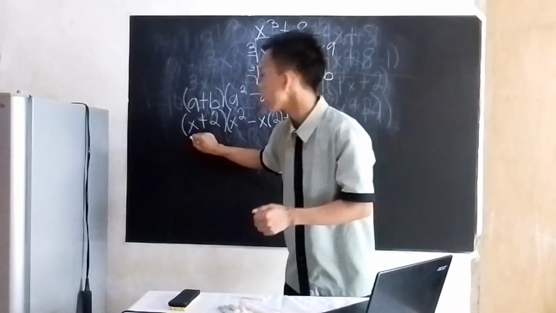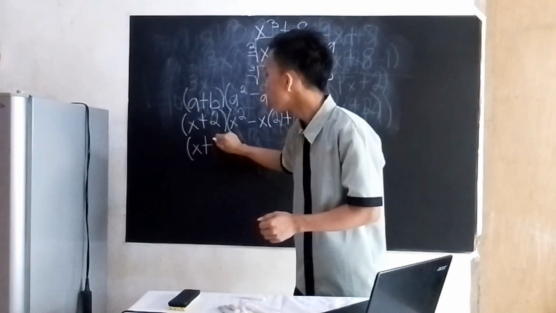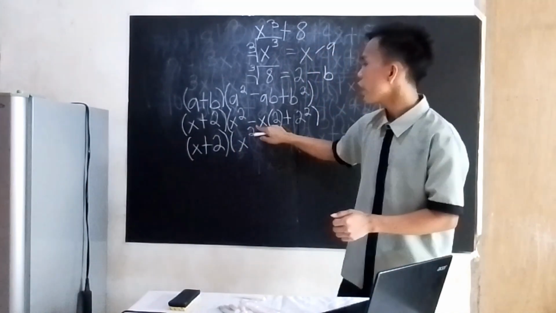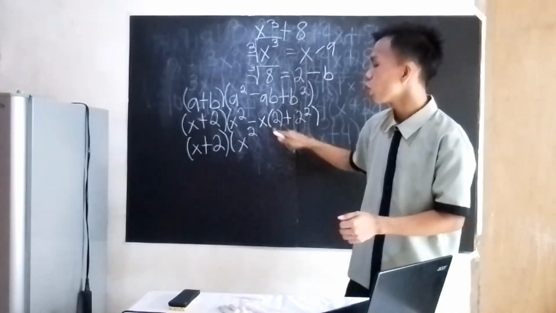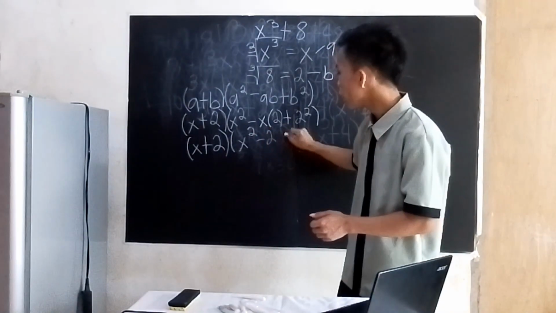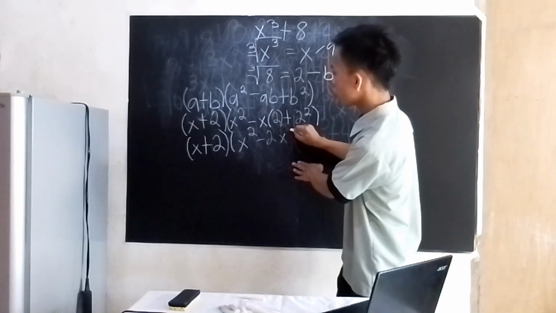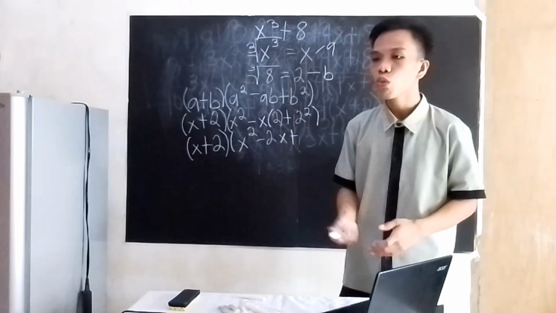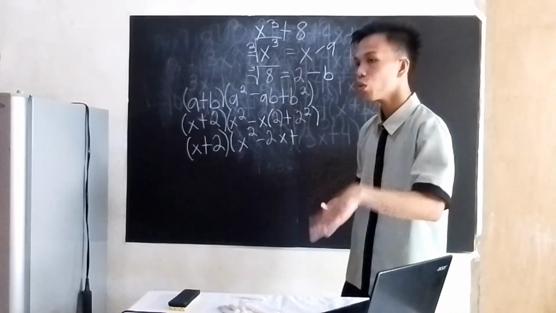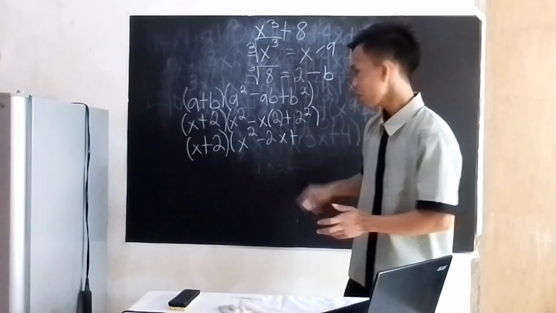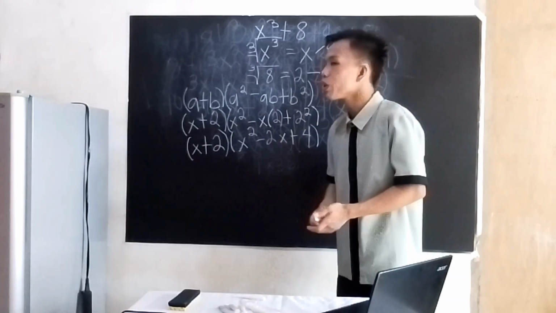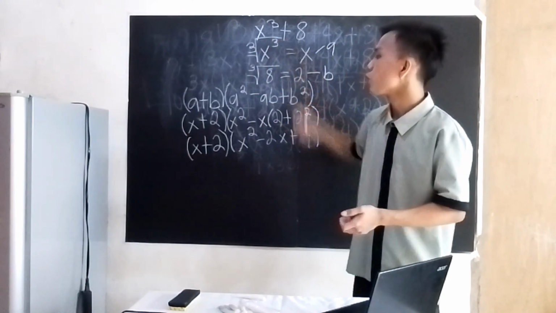So copy x plus 2, then simplify x squared. What is negative x multiplied by 2? That's right, so that would be minus 2x plus, what is 2 squared? So 2 multiplied to itself twice. So what is 2 times 2? That will be 4. That's right. So that is how you are going to perform the sum of two cubes.